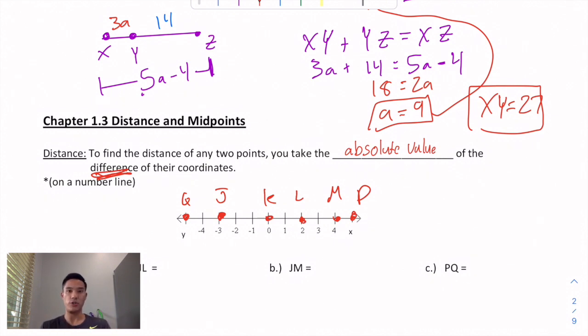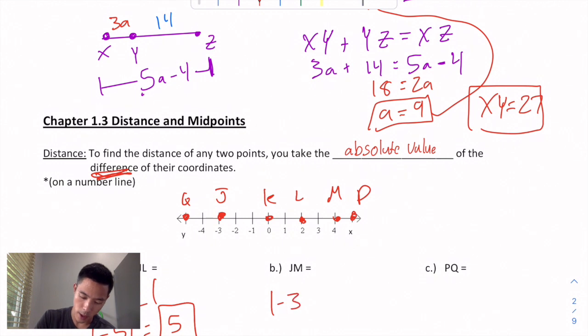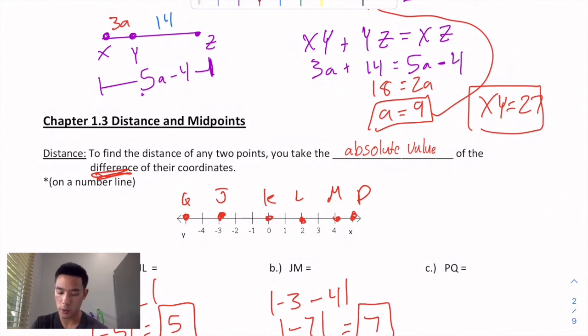Now we subtract. JL: J is -3 minus L, where's L? 2. Absolute value, -5, so 5. Okay, just like that. JM now. Should I have you guys do it? That's pretty easy. We'll just do it right now. JM, -3 minus 4, -7, so 7. PQ, party quest. P is X minus Q is Y.